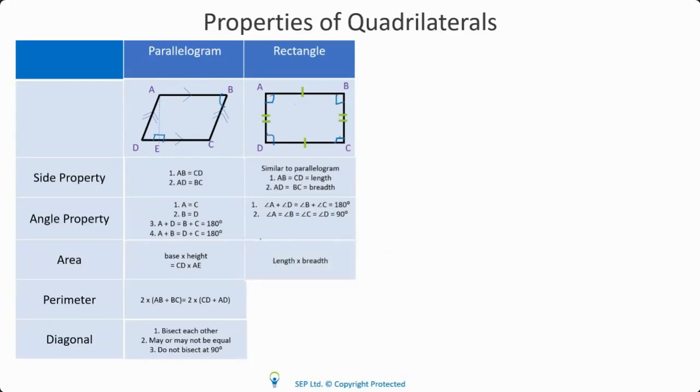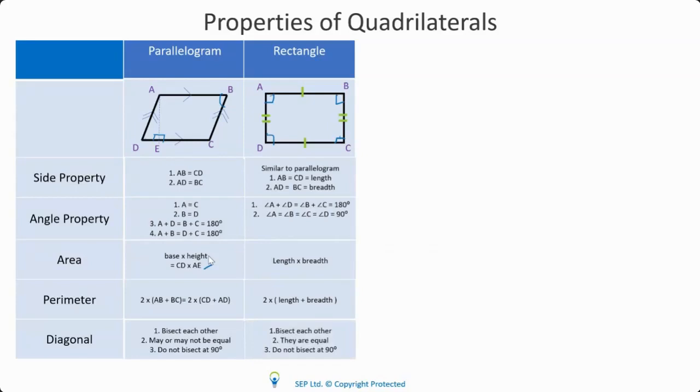We call it length times breadth. Here we have to draw height to get it. Perimeter is easy, I'm not going into it, but the diagonal property is important. In case of a diagonal of a rectangle, please remember the diagonals bisect each other. They are definitely equal, but they do not bisect at 90 degrees.